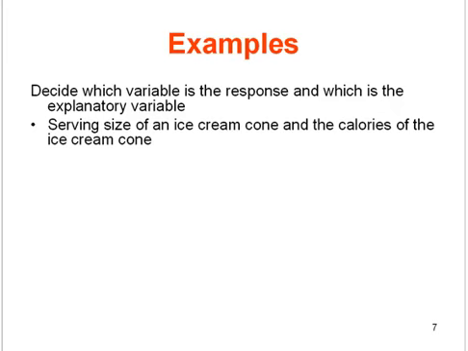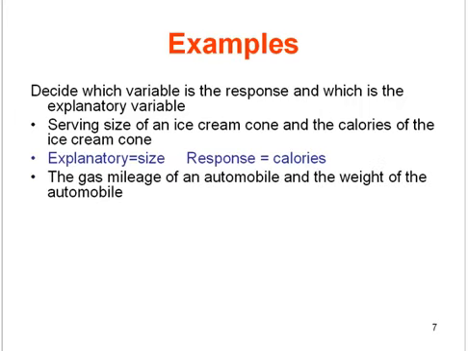In our first example, we're looking at the serving size of an ice cream cone and the calories of that ice cream cone. I would imagine that we're trying to predict calories based on serving size, and hence the serving size is being used to explain the number of calories. What about the gas mileage of an automobile and the weight of that automobile? What are we trying to predict? Probably the gas mileage based on the weight. Explanatory weight, gas mileage response.